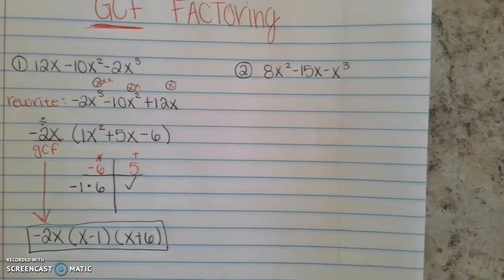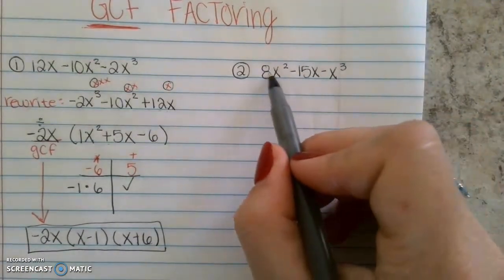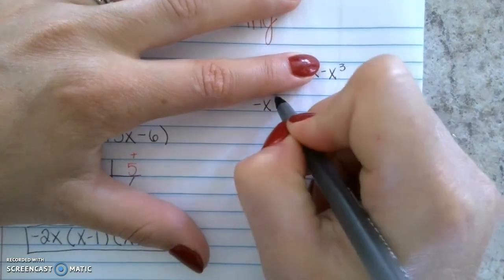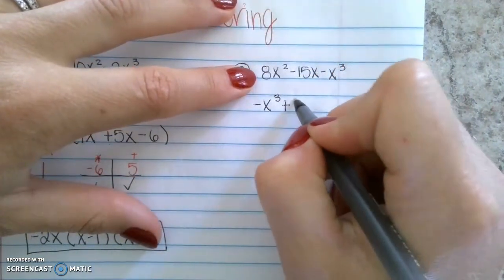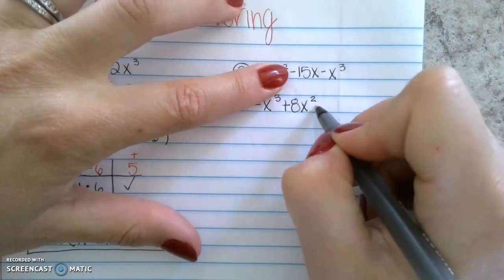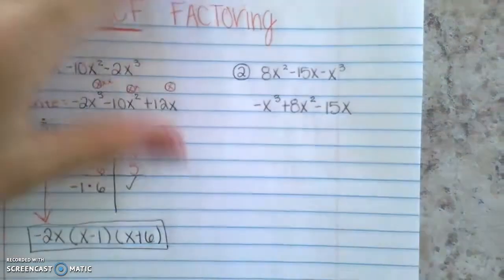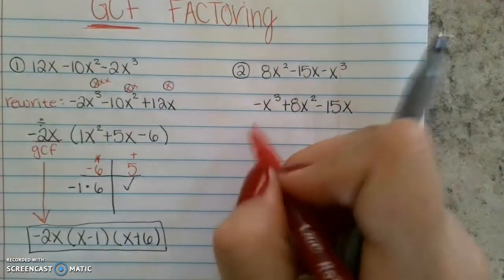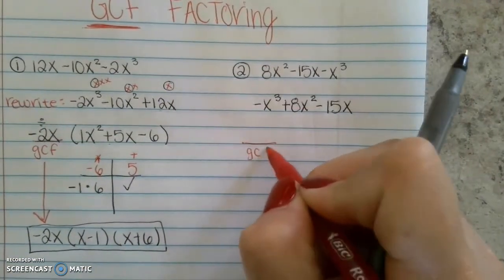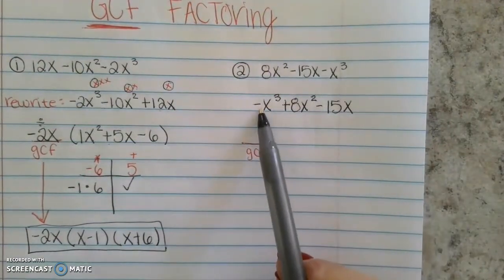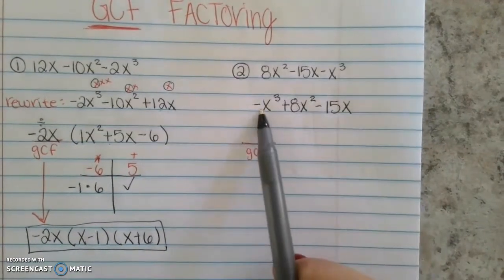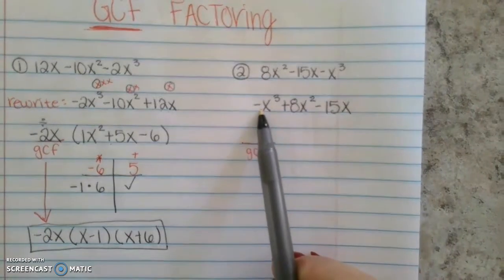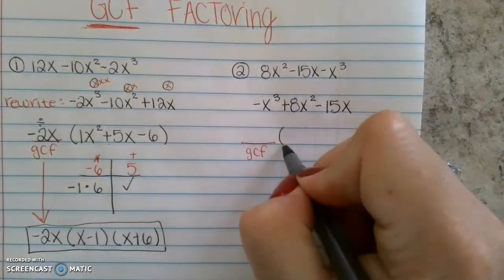All right, let's look at number 2 here. So again, first step, let's go ahead and rewrite this in order. So highest exponent: negative x to the third, positive 8x squared, minus 15x. Notice I kept those signs with my terms. All right, let's go ahead and look. We want to find our GCF first. So looking at my numbers, nothing goes into all 3 of these other than 1. But careful, we need a positive a when we divide this out.